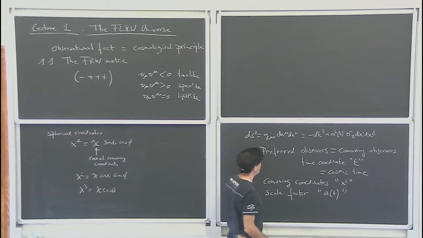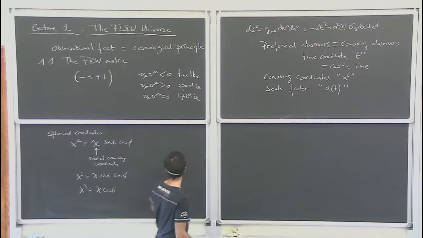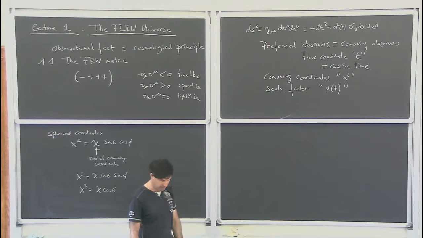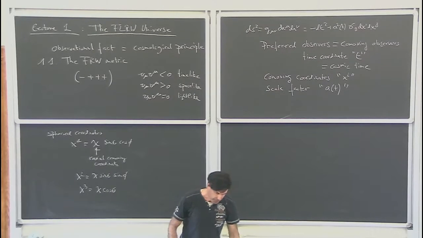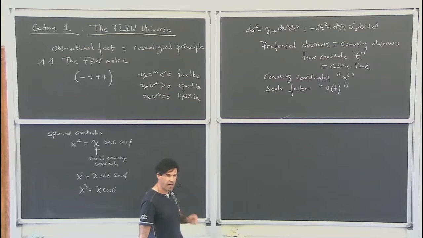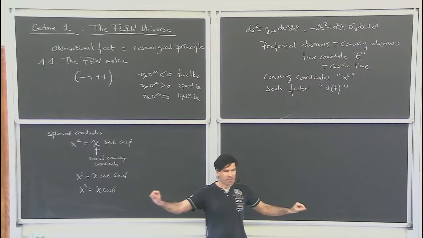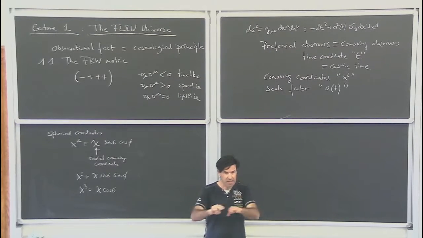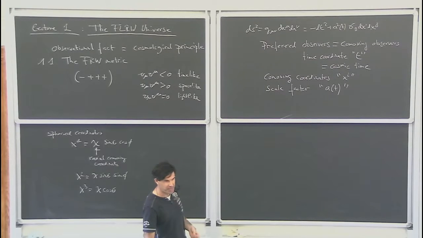Now, the properties of this FRW universe are encoded in the space-space part of the metric. And there is very little freedom. Once you have defined this cosmic time, you are slicing space into three-dimensional hypersurfaces of constant time. And the only freedom that you have, which is compatible with the cosmological principle, is the average curvature, the curvature of these hypersurfaces of constant time.